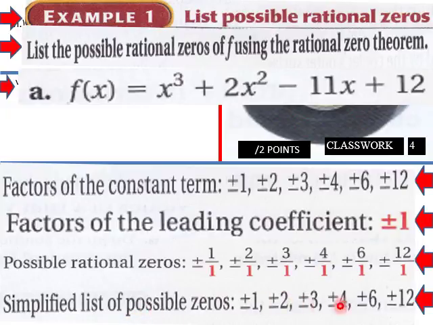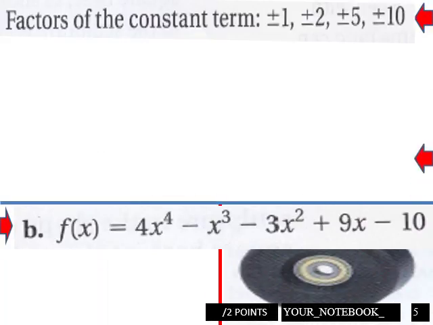The simplified list, and then this would just be eliminating your fractions here. This would be the possible points on the x-axis that could be possible rational zeros for this. So the factors of the constant term are this here.